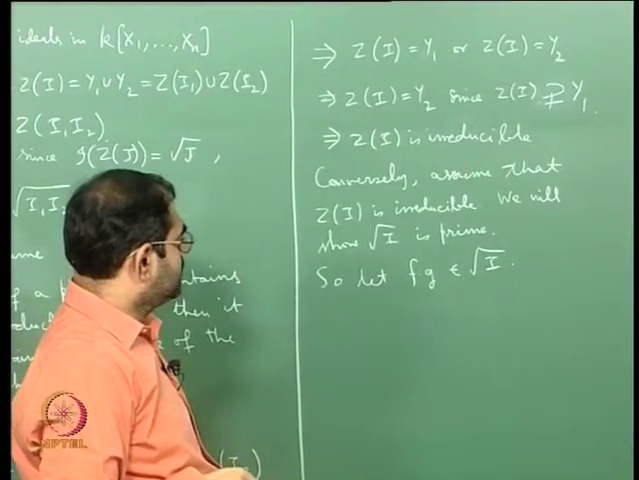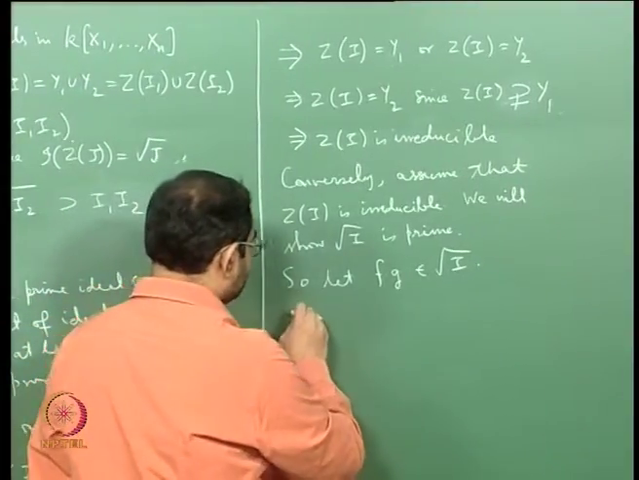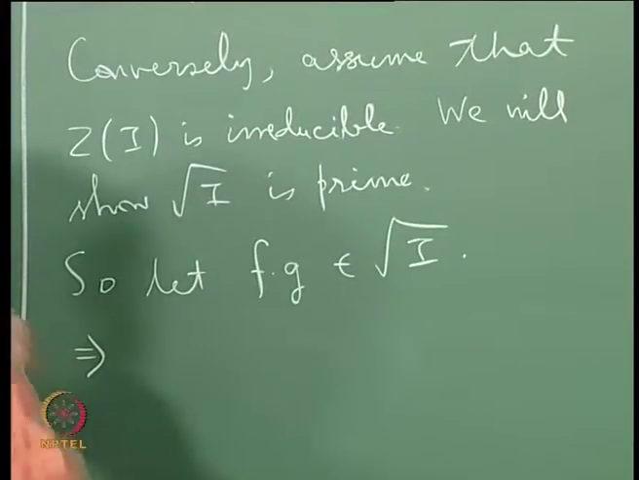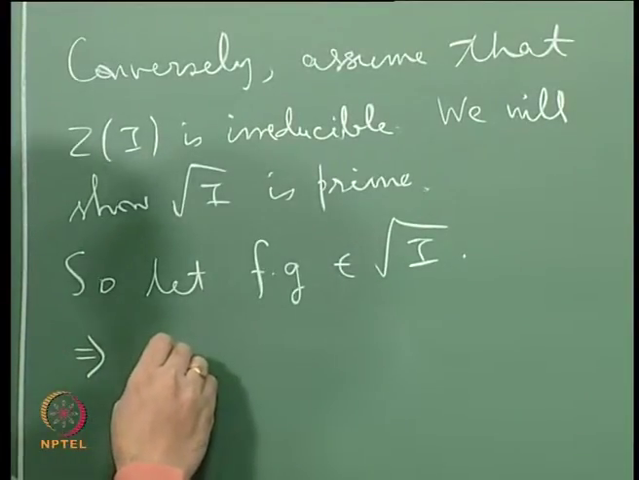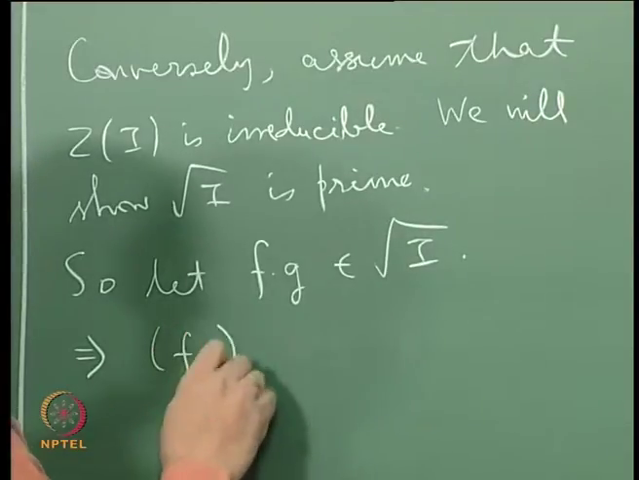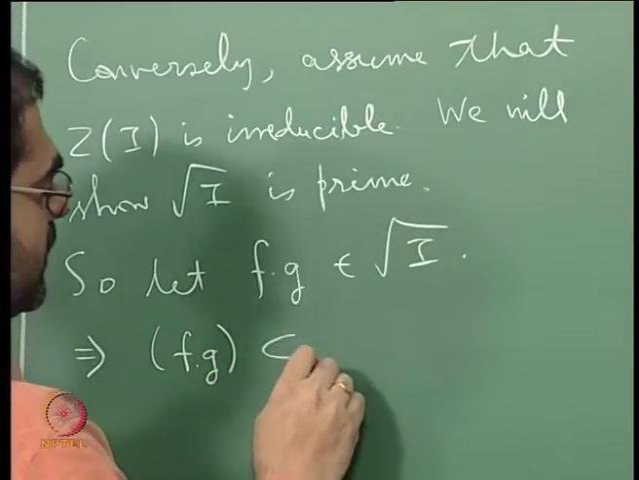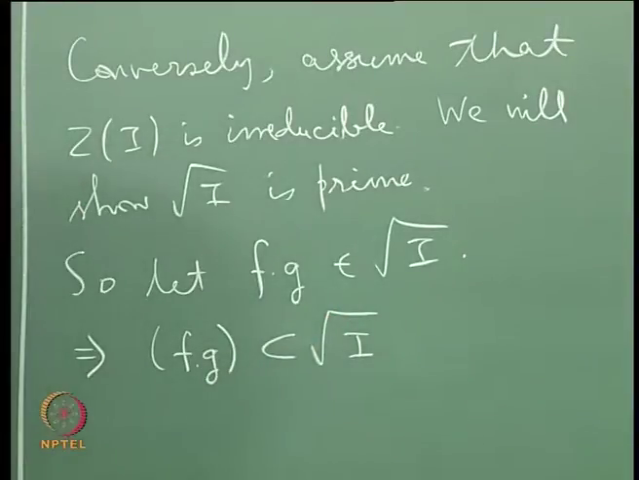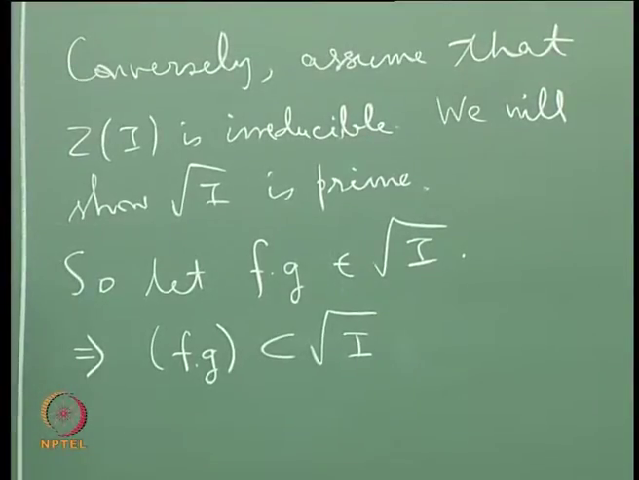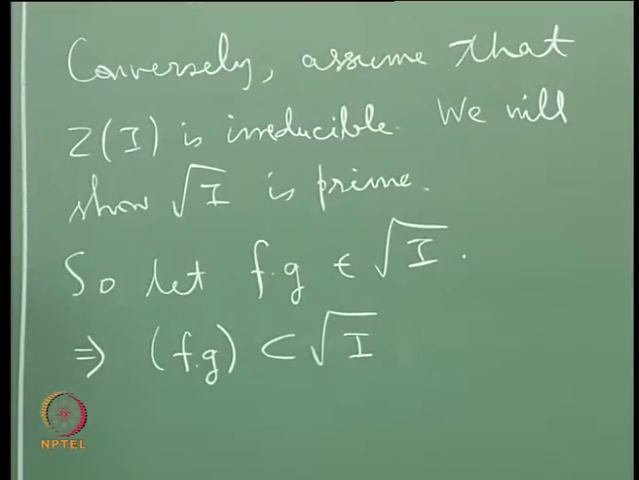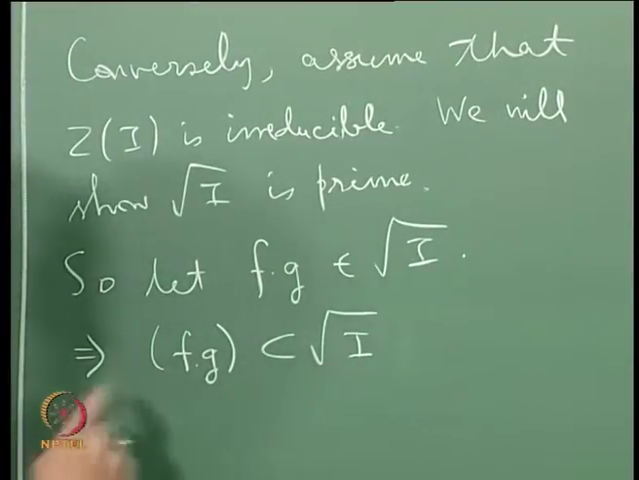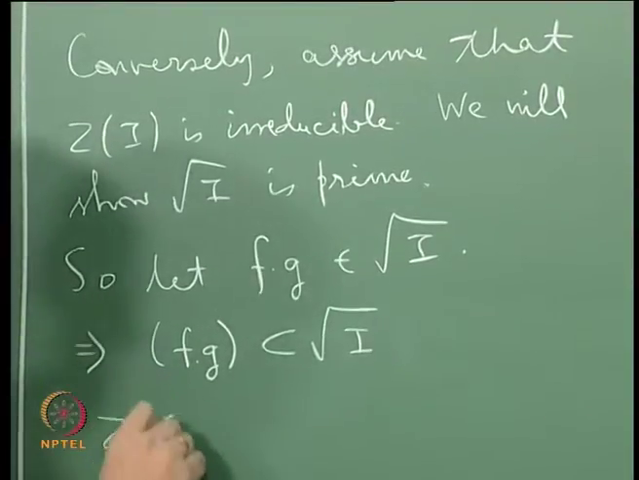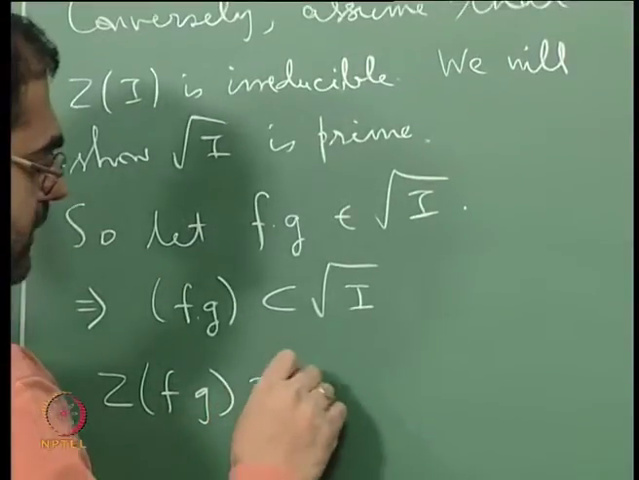So what this will tell you is that the ideal generated by f times g is a subset of rad I, because if an element belongs to an ideal, then the ideal generated by that element is also in that ideal, since the ideal generated by an element is just simply multiples of that element by ring elements. If you now apply Z, I will get Z of fg contains Z of rad I.